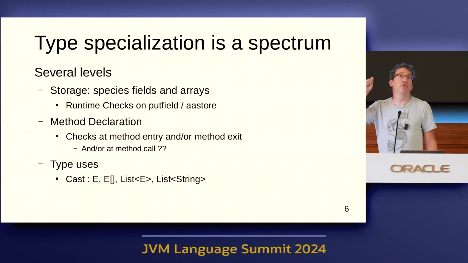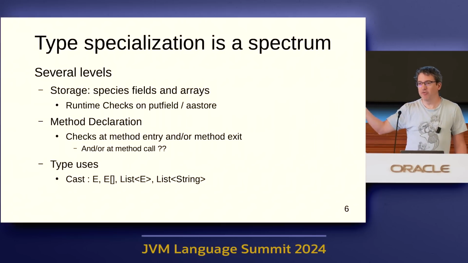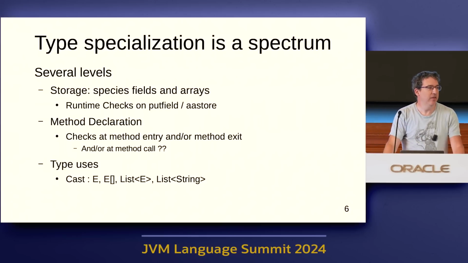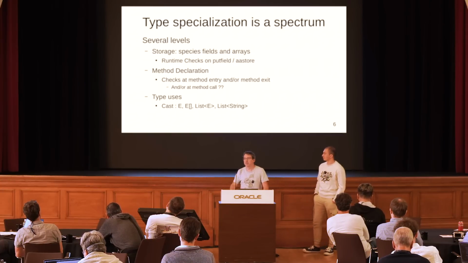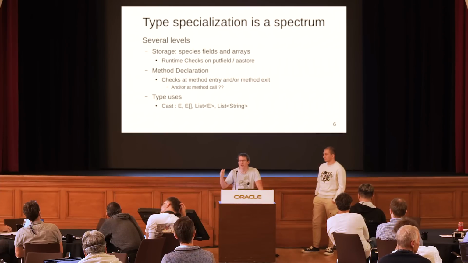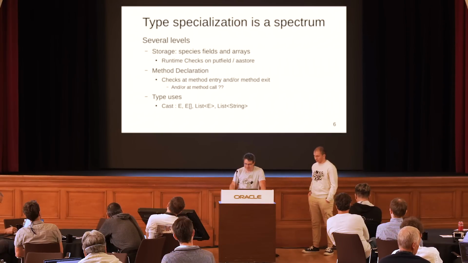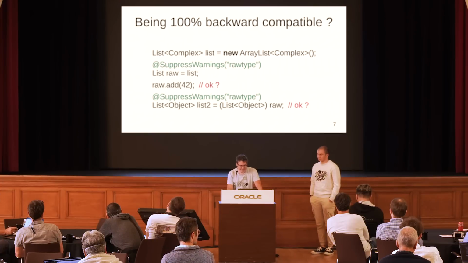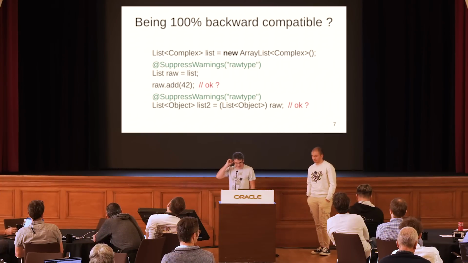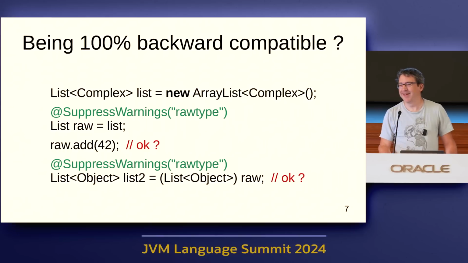The main issue with checking all these things is the more you check, the less backward compatible you are. And at some point, if you do too many checks, there will exist no program that will run with the new type specialization. That's why it's a spectrum. The question is where to put the bar. So just to be sure, an example.